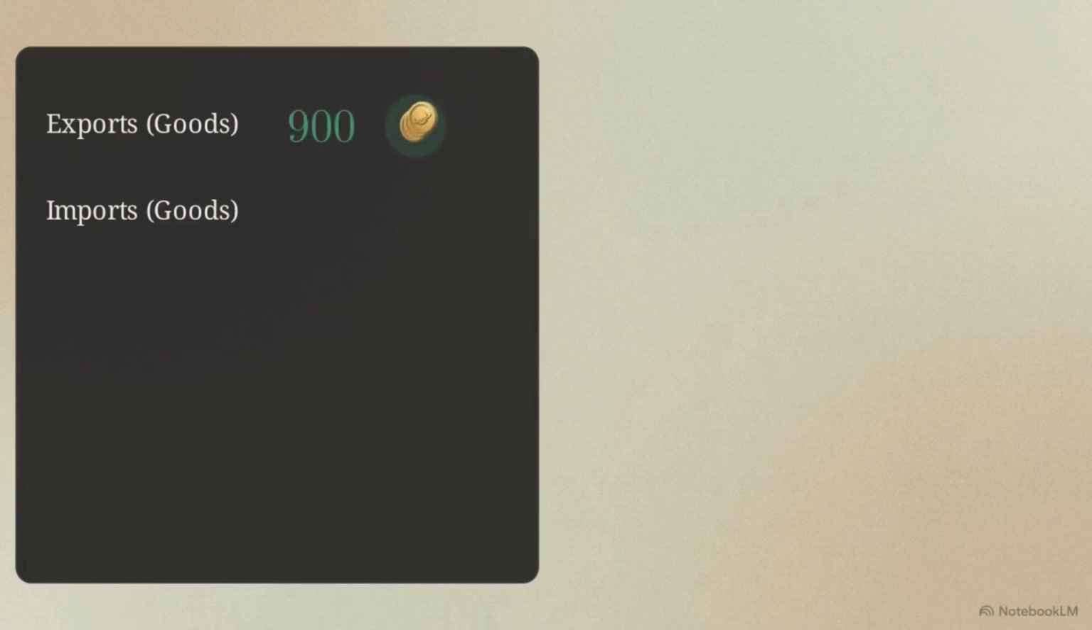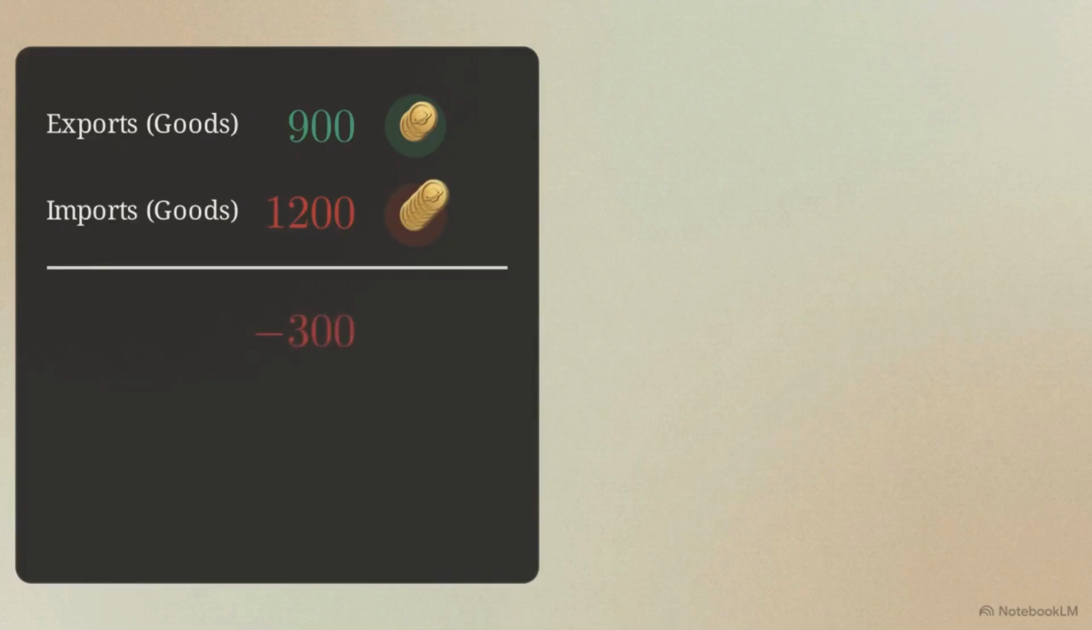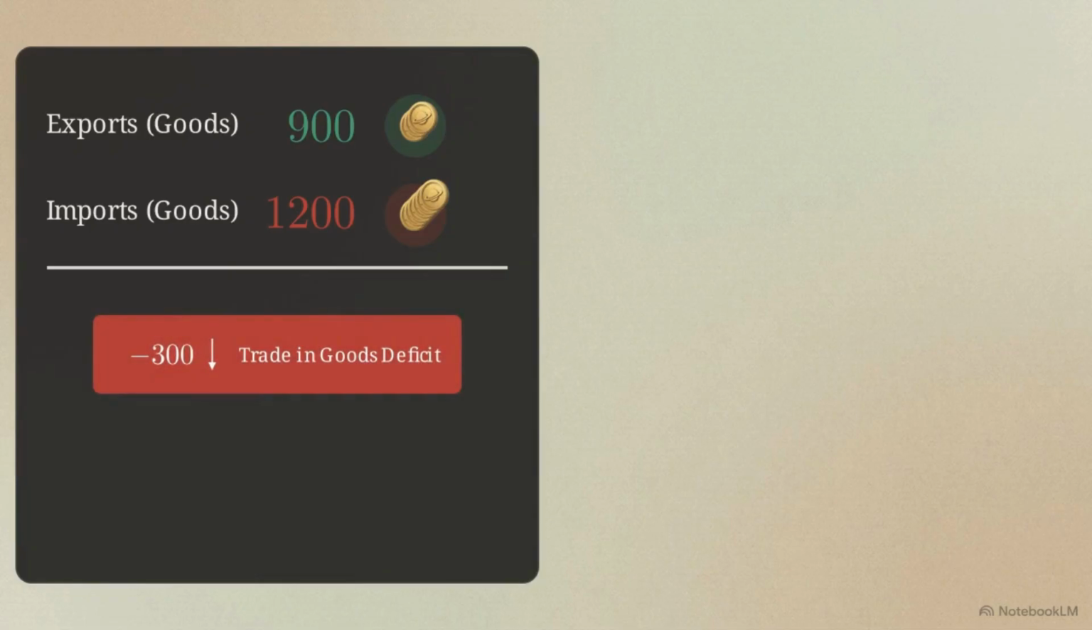Let's run the numbers. We start by calculating the balance of trade in goods. We take the value of exported goods and subtract the value of imported goods. Let's say we have 900 million in exports and 1,200 million in imports. Because the spending on imports exceeds the revenue from exports by 300 million, the result is negative. We call this a 300 million deficit.